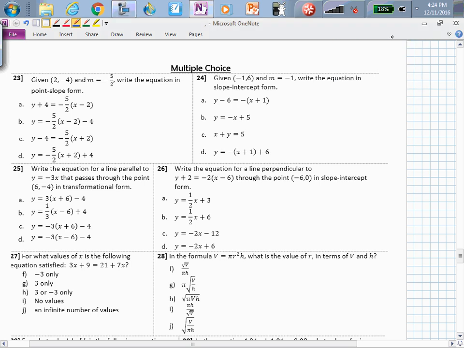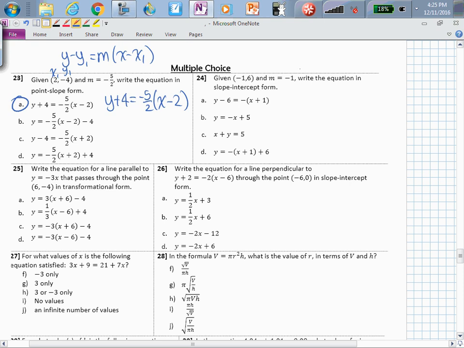Alright, multiple choice, last time. It said given the point (2, -4) and m is -5/2, write the equation in point slope form. So we need to know what point slope form is: y minus y1 equals m times x minus x1. It has to be that form. This is your x1, this is your y1, so y plus 4 equals -5/2 times x minus 2. So the first one. Excellent.